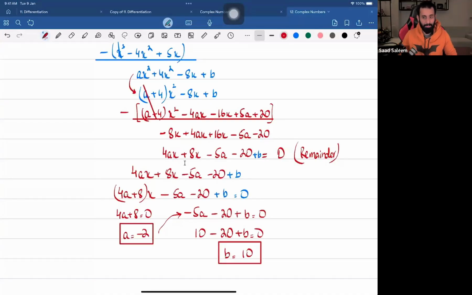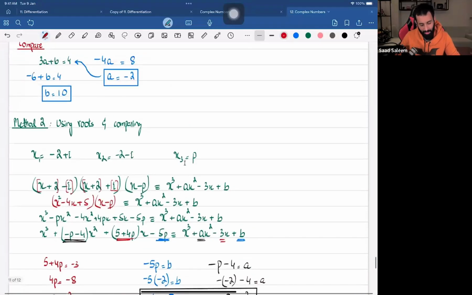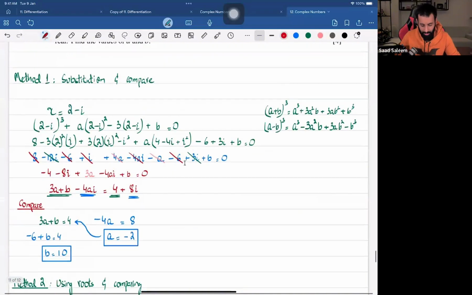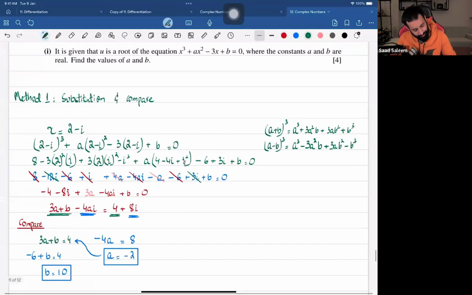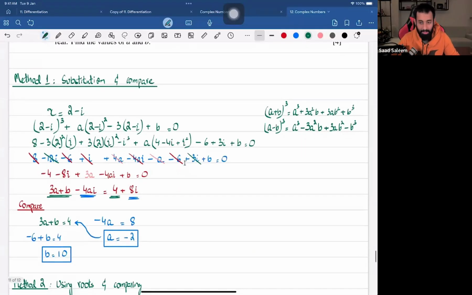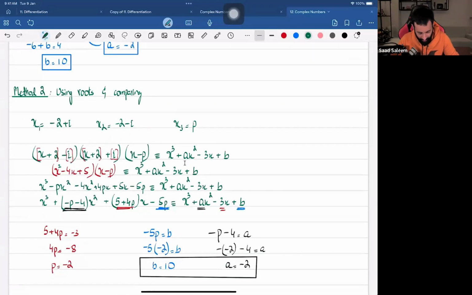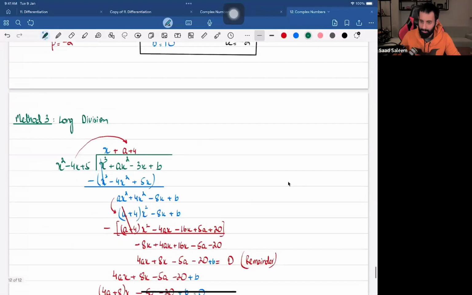Now, the reason why I've done these many methods is not to confuse you guys, it is so that you guys have multiple tricks up your sleeve. Every method has its pros and cons, by the way. Substitution and compare means that you have to do a lot of algebra. In using roots and comparing, you also have to do a lot of comparison. You have to do a lot of taking common and stuff like that. And method 3 is not something that I don't recommend.